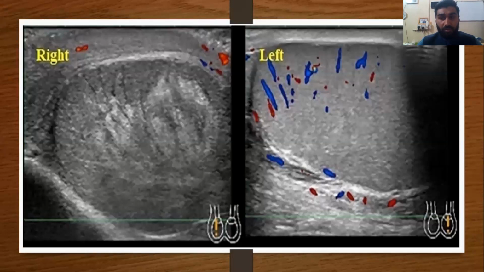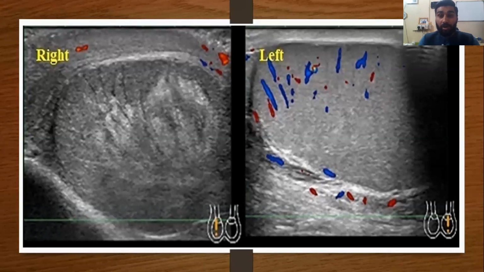Here is a case of testicular torsion or spermatic cord torsion. We compare the right testis with the left. You can see that the right testis is enlarged with inhomogeneous parenchyma. When we put a color Doppler on it, we see no flow from the testis. But on the other hand, if we compare with the normal, there is a normal intratesticular blood flow and normal homogeneous parenchyma of the testis.